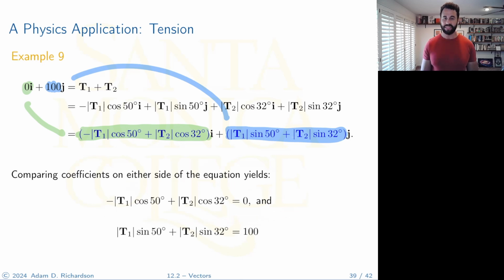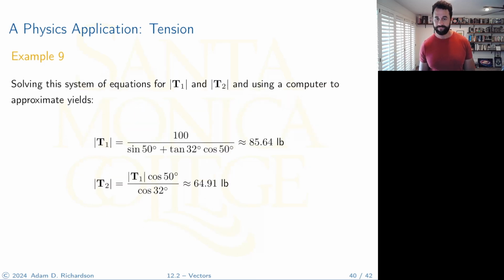So what we end up with is a system of two equations involving two unknowns. The two unknowns are the length t1 and the length t2. Because we've got two equations, we can solve for both of those using elimination or substitution or a computational resource. And when we do that, we get this. So solving the system gives you that the length of t1 is equal to this, and the length of t2 is equal to this, and then we can go to a computer to give us an approximation. So the length of t1 is about 85.64 pounds, and the length of t2 is 64.91 pounds.